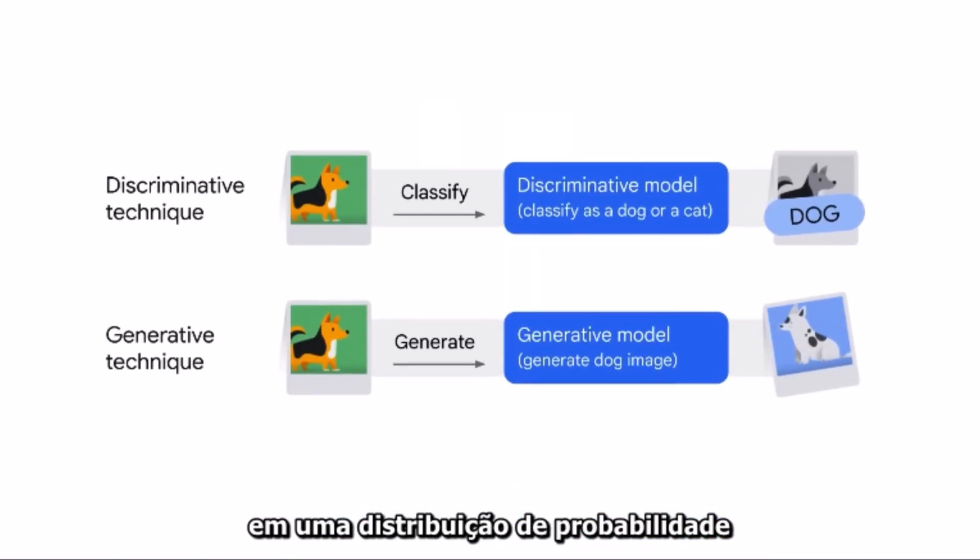Take this example. Here, the discriminative model learns the conditional probability distribution, or the probability of y, our output, given x, our input, that this is a dog, and classifies it as a dog and not a cat. The generative model learns the joint probability distribution, or the probability of x and y, and predicts the conditional probability that this is a dog, and can then generate a picture of a dog. So to summarize, generative models can generate new data instances, while discriminative models discriminate between different kinds of data instances.